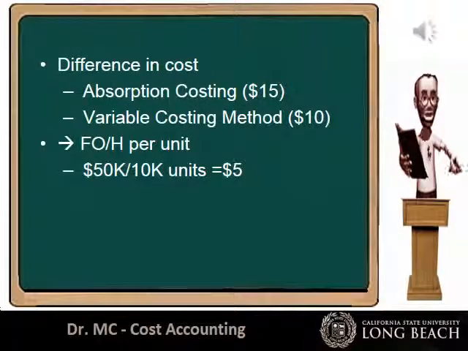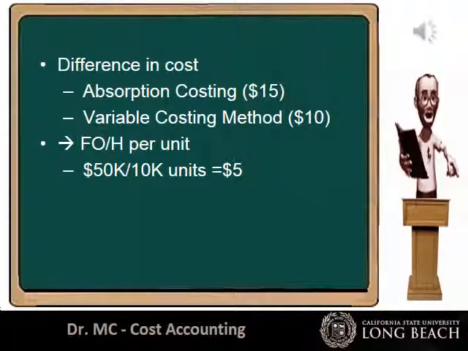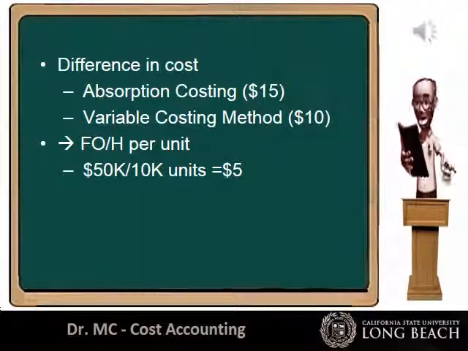With absorption costing, the cost to produce one unit is $15, and it is $10 under variable costing. The $5 difference in the cost of one unit under both methods is equal to the fixed overhead for one unit.